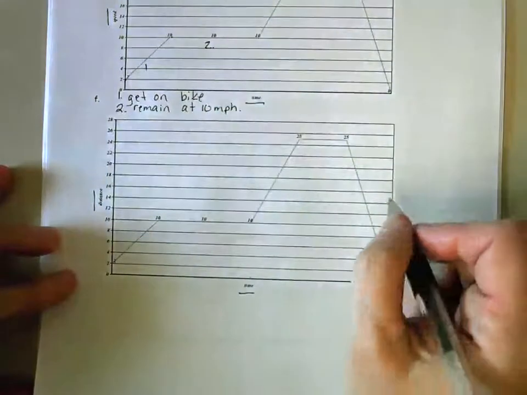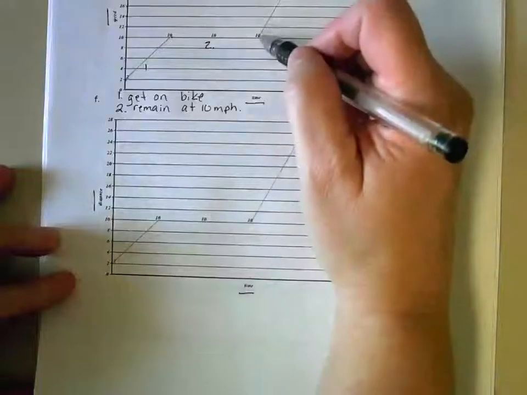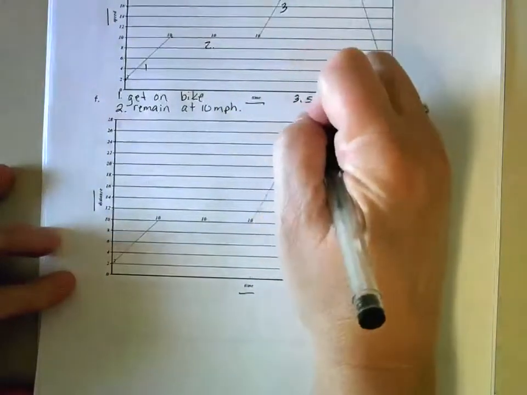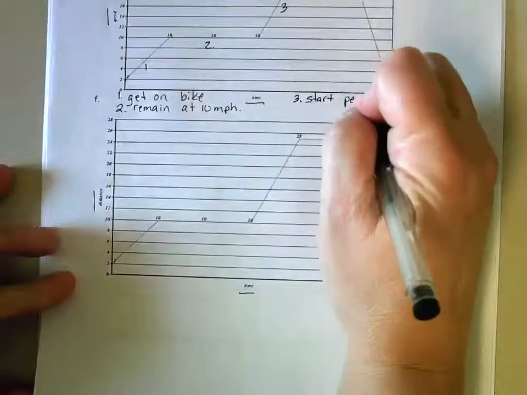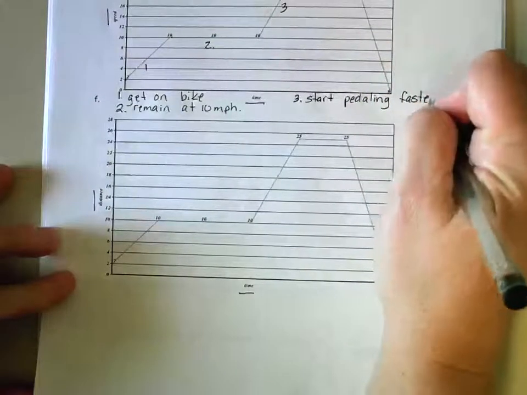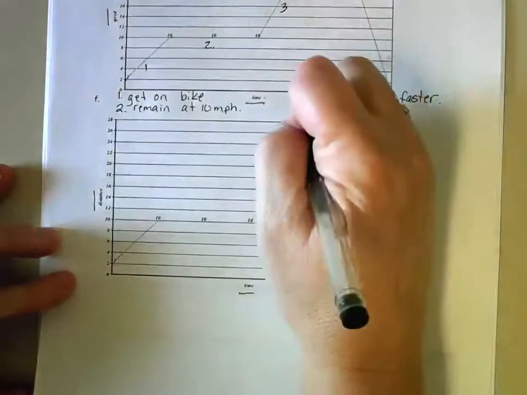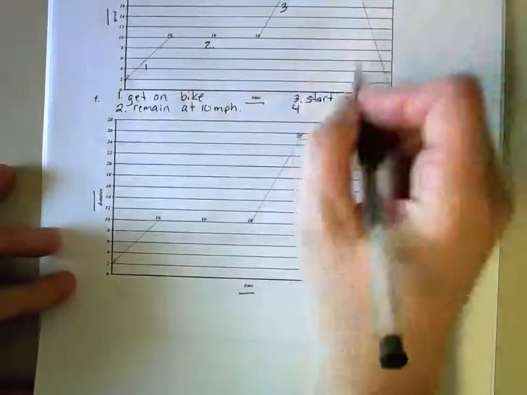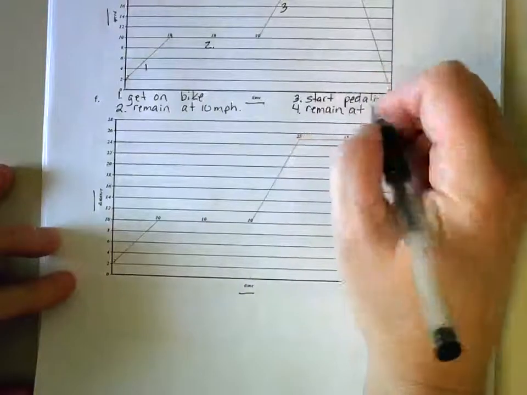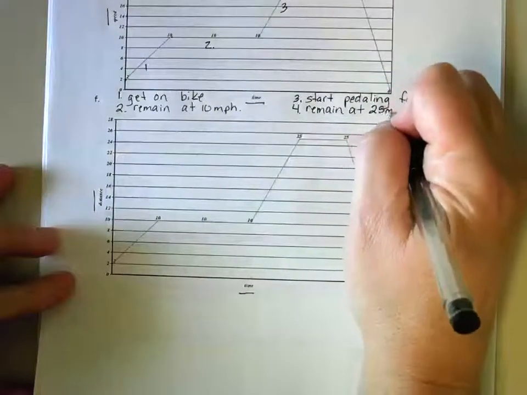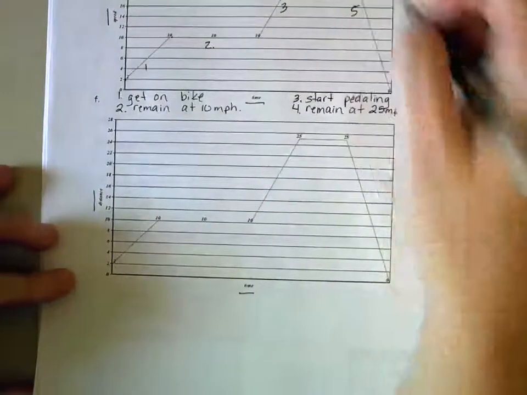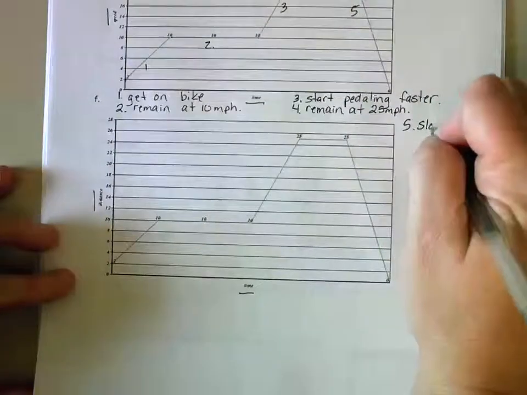And then for some reason you must realize you're running late again. So then this is an increase. You kick it in and you start pedaling faster. You start pedaling faster here at number 3, and then you remain at 25 miles per hour for a while, and I guess I'm just assuming this is miles per hour. So you remain there for a little while, and then number 5, you slow down and stop.